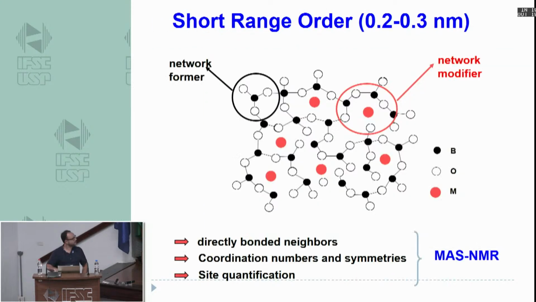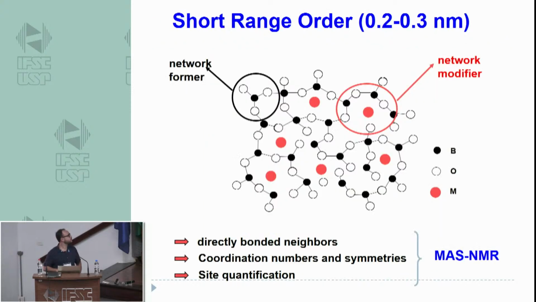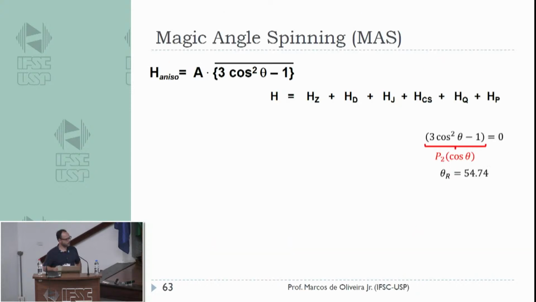While for borate glasses, we have a statistical distribution of the network modifier species. Something else we can detect is the short range order in glasses. So we can look at each of these species here and infer how is the first order coordination environment of these species. Then to do this, usually we don't want all these interactions interfering with our signal.